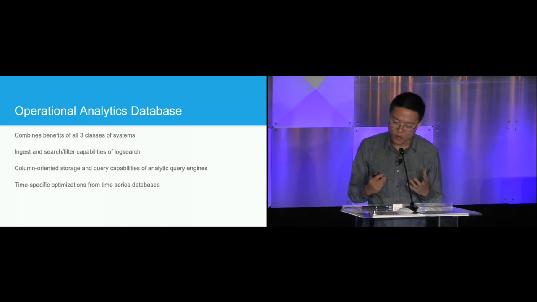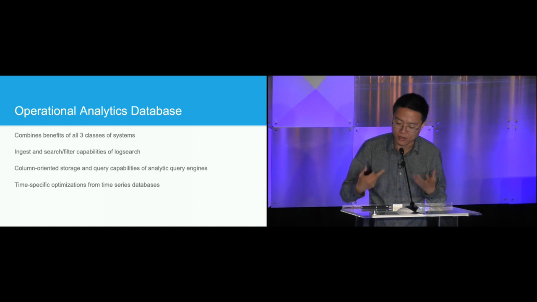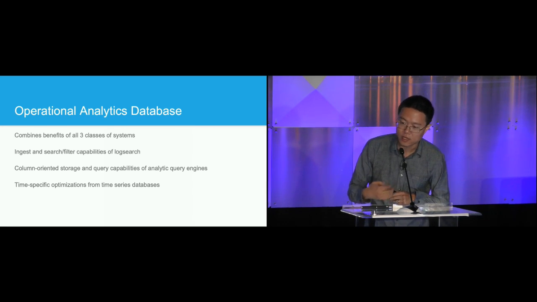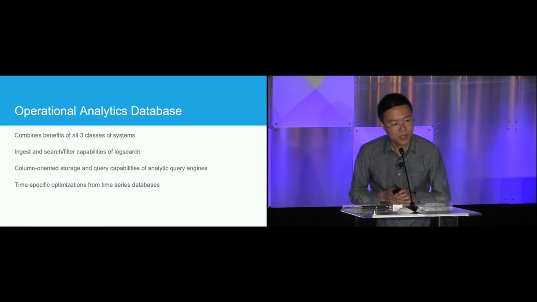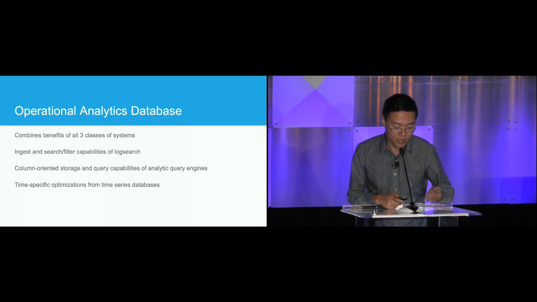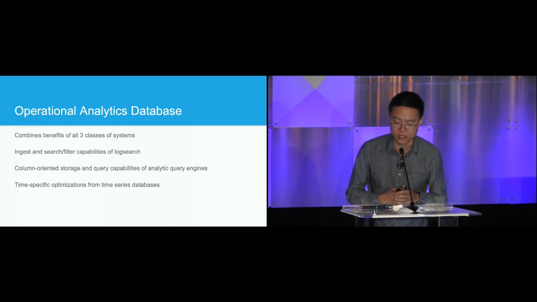And the whole idea behind this new class of systems is trying to combine the benefits of time series, analytic, and log search systems. So this new class of database can provide the ingest and the search and filter capabilities of systems like ELK and also Splunk. They store data fundamentally in a column format, similar to Vertica, similar to Presto. So the idea is you can have all the query and analytic capabilities of some of these analytic query engines. And then these data systems also have time-specific sharding, time-specific optimizations, similar to systems like Prometheus and also Influx as well. So the overall idea is we can do the best of all three worlds.